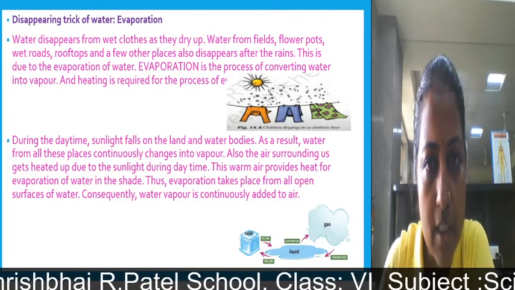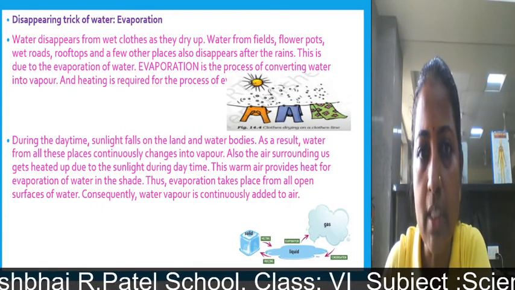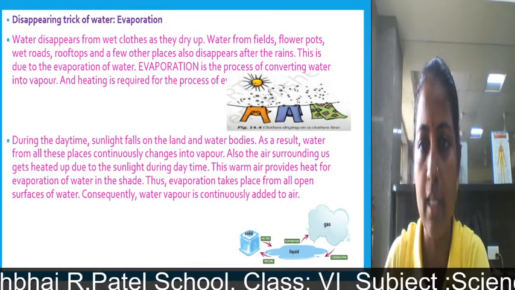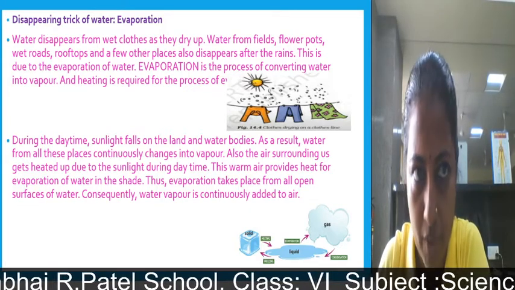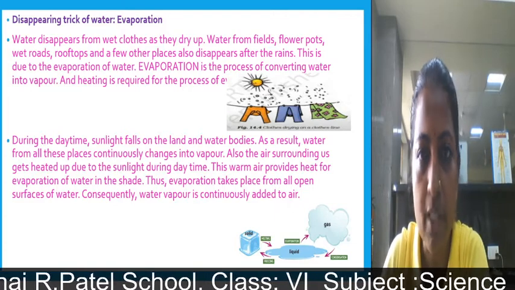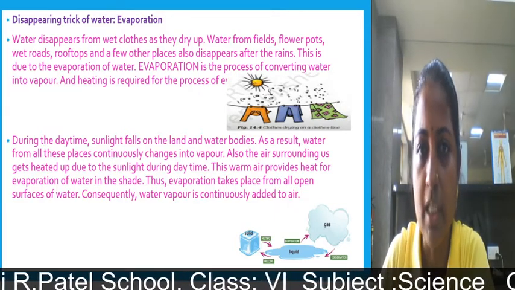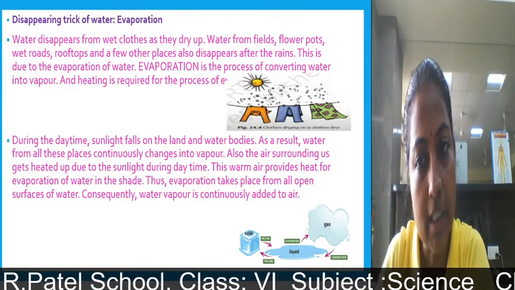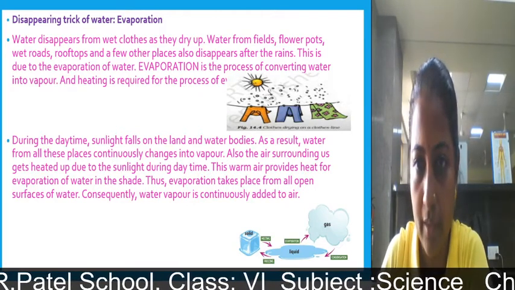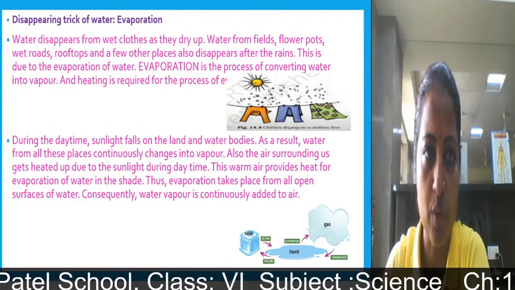So as you can see here, the clothes are kept on the cloth line, and because of the sun's heat, the water gets evaporated and the water vapors are mixing into the atmosphere. In this manner, when we are drying the clothes, we are not able to see water vapors, but after some time we can see the clothes are getting dry. So like this, the water is disappearing into the atmosphere.